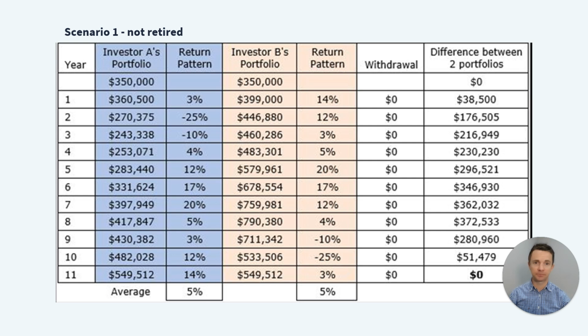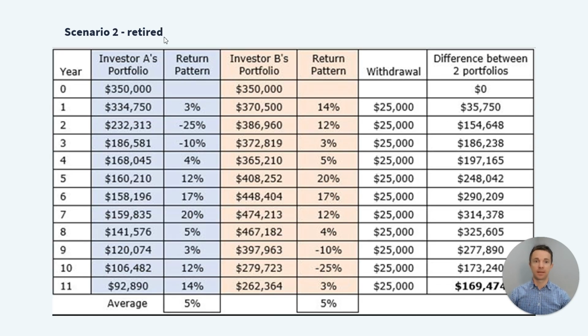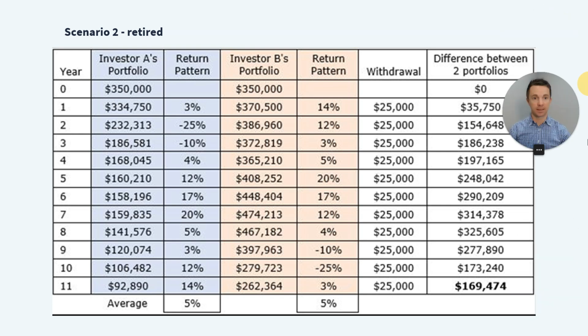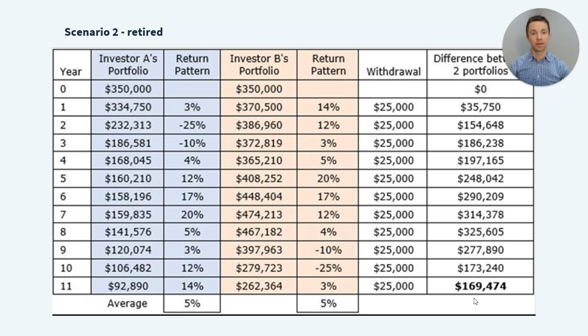Pretend they're retired. They're going to get the same returns, same averages, but one's going to get them in reverse order. And you'll see here that the difference between the two portfolios in exactly the same scenarios is $169,000. Now, why is that the case?